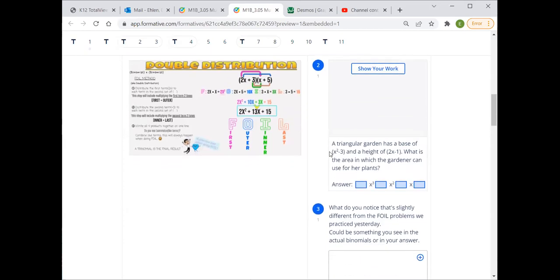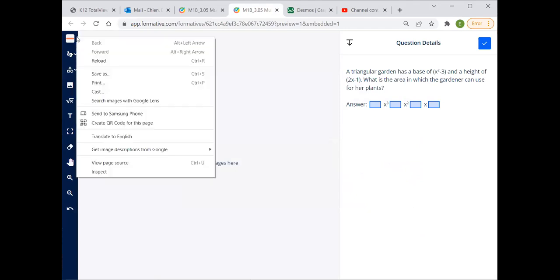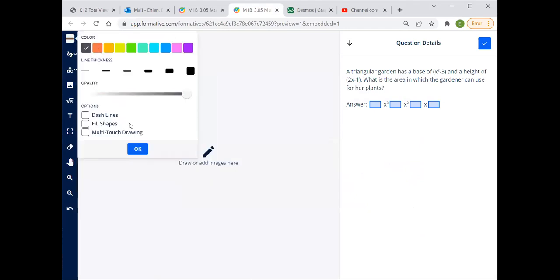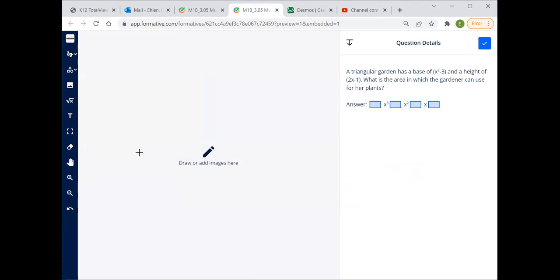So the first question here says a triangular garden has a base of x squared minus 3 and a height of 2x minus 1. What is the area in which the gardener can use for her plants? So this is a context question, so you've got to remember what the area of a triangle is. The area of a triangle is either 1/2 times base times height, or I typically like to do base times height divided by 2. But either one works.